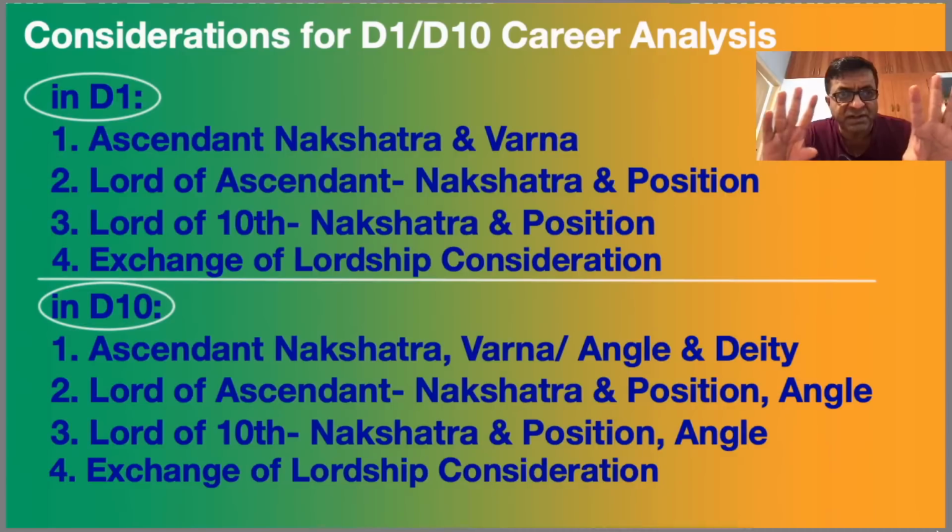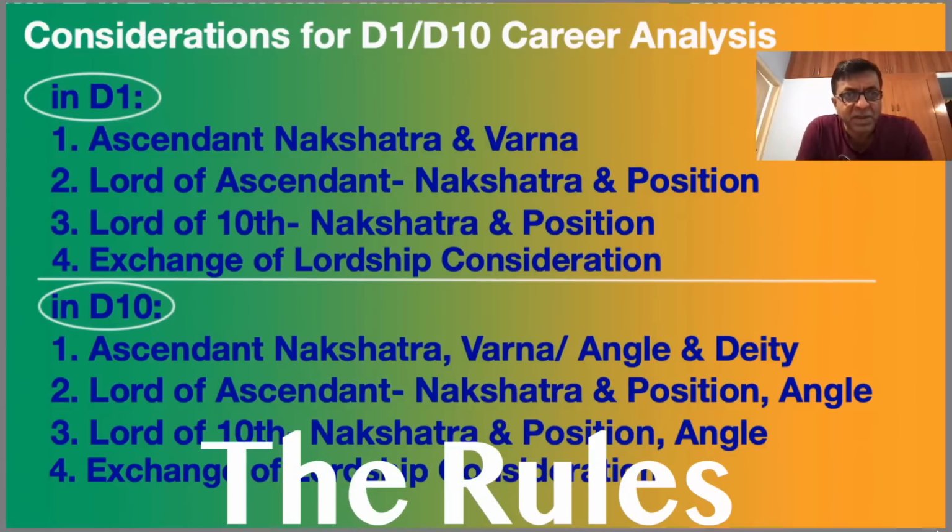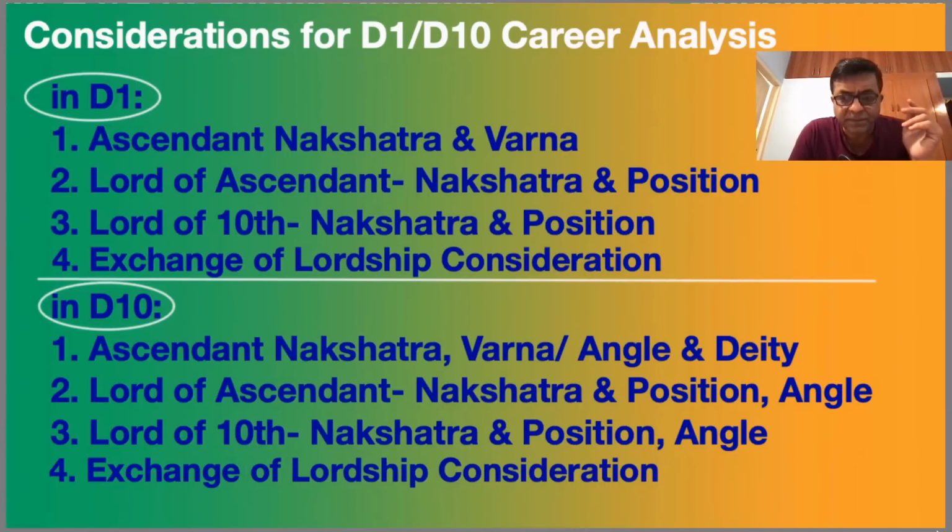So this introduction, I will stick it in each one of them. If you're seeing this for the second time or any other case, we just skip this part. Okay, these are the general rules we are considering. I'm not considering any other planets, any other points, just ascendant lord, D1 in the D10 chart, and the 10th house lord, nakshatra, position in the D1, and in the D10 plus the angle and the deity. Clear? Right, let's get into it.